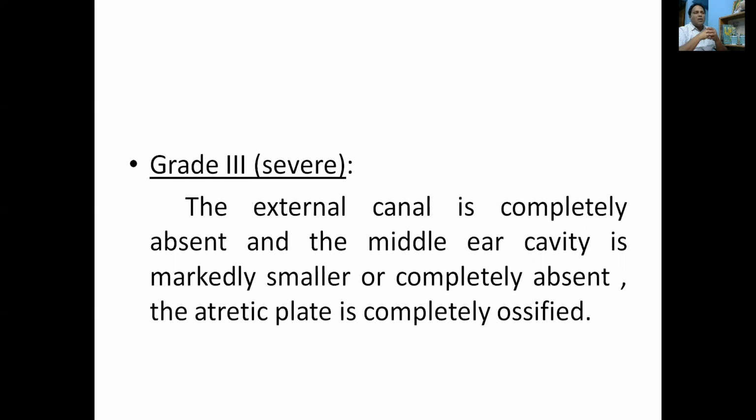Grade 3, we can call it a severe deformity. The external canal is completely absent, and the middle ear cavity is very small, shrunken, or completely absent, and the attic plate is completely ossified. So both components are totally ossified.